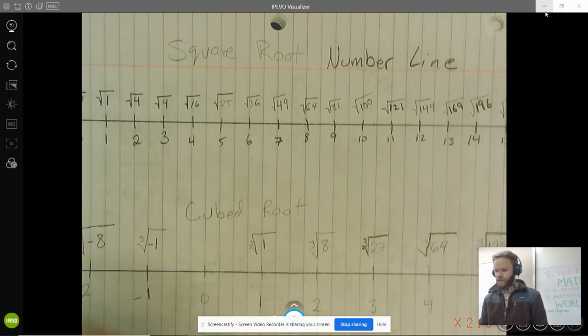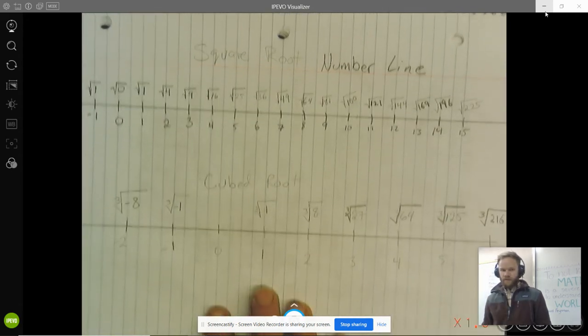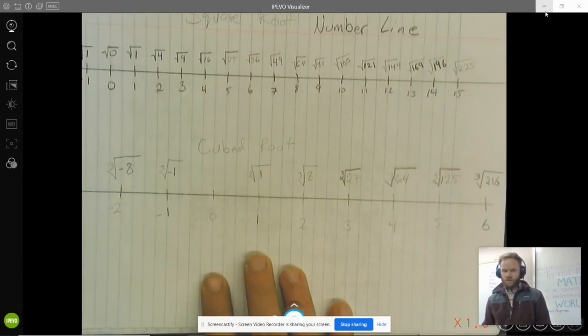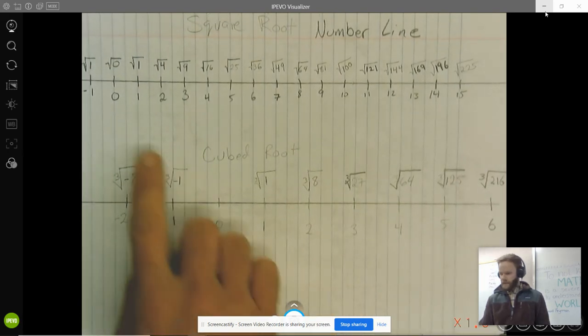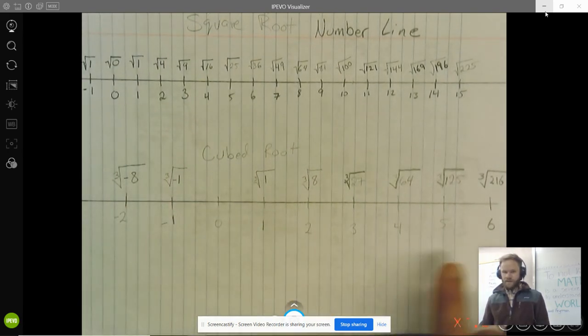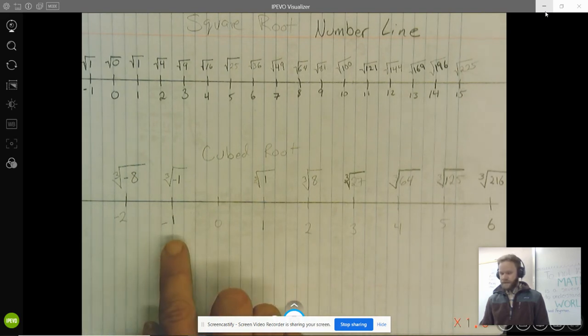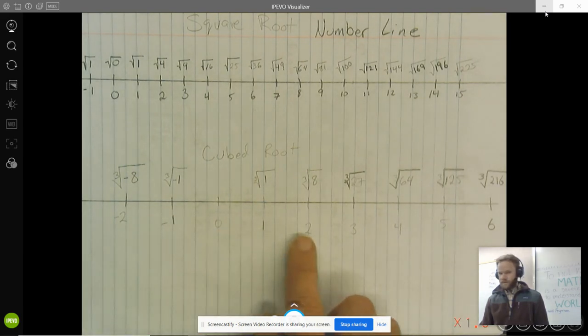You did the square root number line, but now I want you to finish up with the cubed root number line. So put it right under the square root number line, make it really straight. Make sure you've got room for -2, -1, 0, 1, 2, 3.